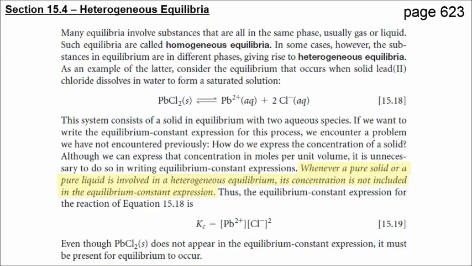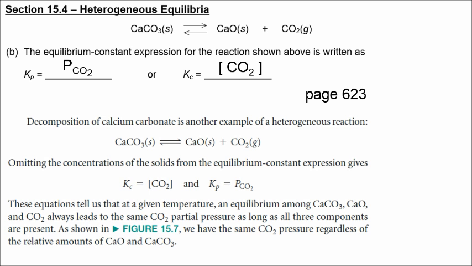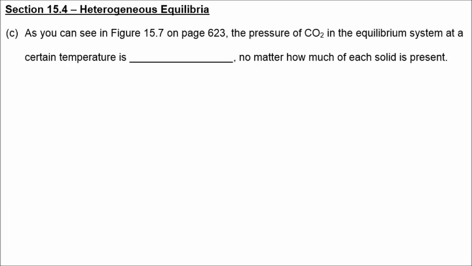In this reaction, which is the decomposition of calcium carbonate to produce solid calcium oxide and carbon dioxide gas, only carbon dioxide gas is going to appear in the equilibrium expression, whether that's a pressure or a concentration. You can see this on page 623. So as long as we have a certain amount of solid calcium carbonate and solid calcium oxide, the pressure of the CO2 is the same in either example.